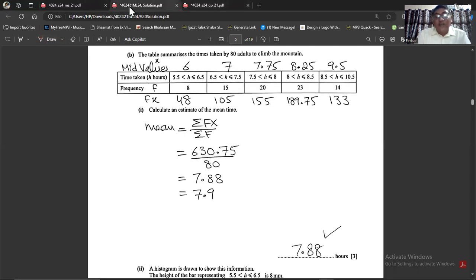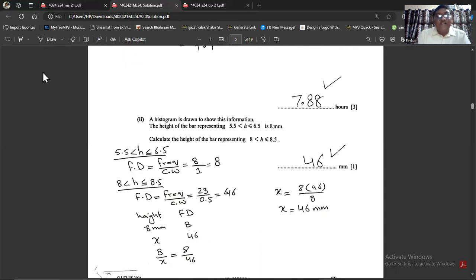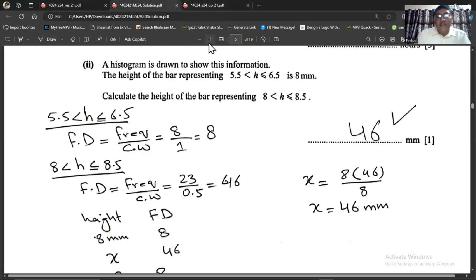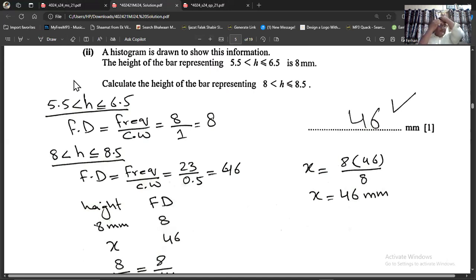Now the frequency density of any class, how you measure the frequency density? Frequency density is equals to the frequency divided by the class width. So the class which is from 5.5 to 6.5, its frequency is 8, and its class width is 1. So divide the frequency with the class width, you will get the frequency density. So it will be 8 divided by 1, that will be 8.